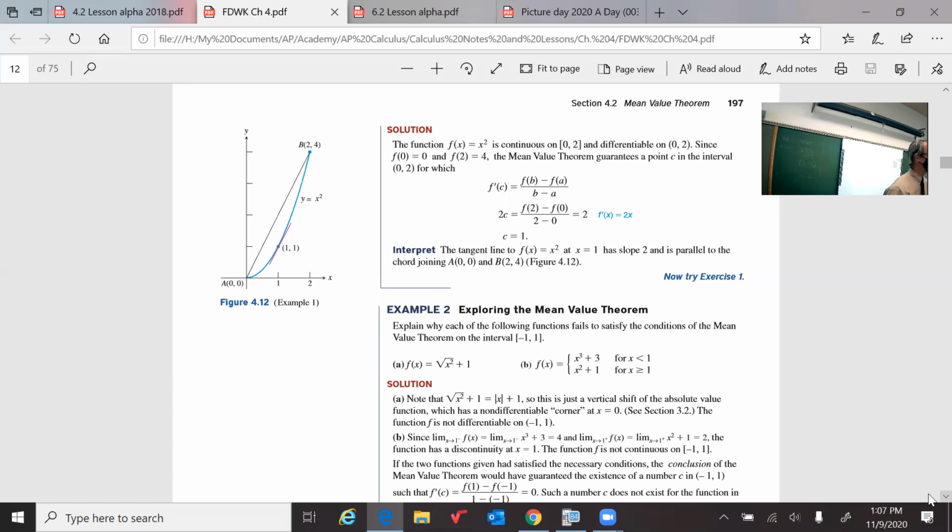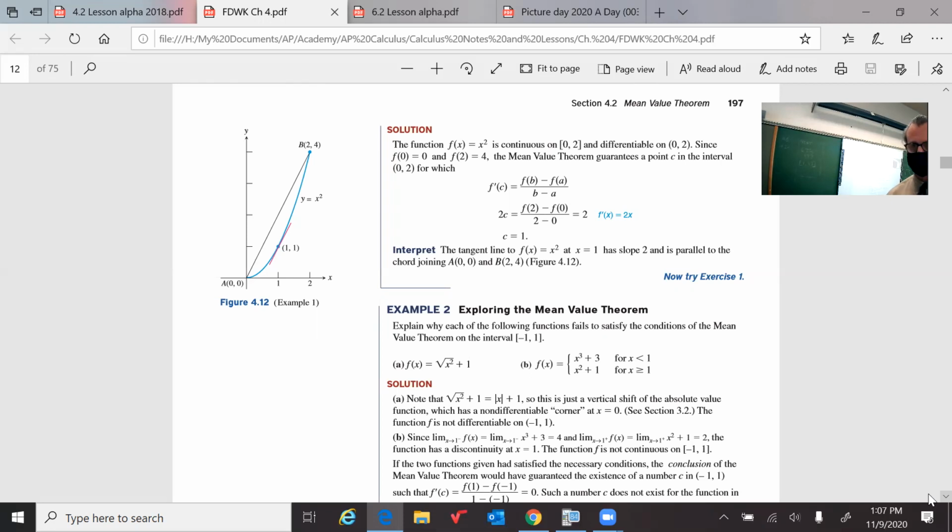And what the theorem is telling you is that at some point in that interval, the tangent line will be parallel to the secant line. If the tangent line is parallel to the secant line, they have the same slope. And that's what a derivative is. It's the slope.